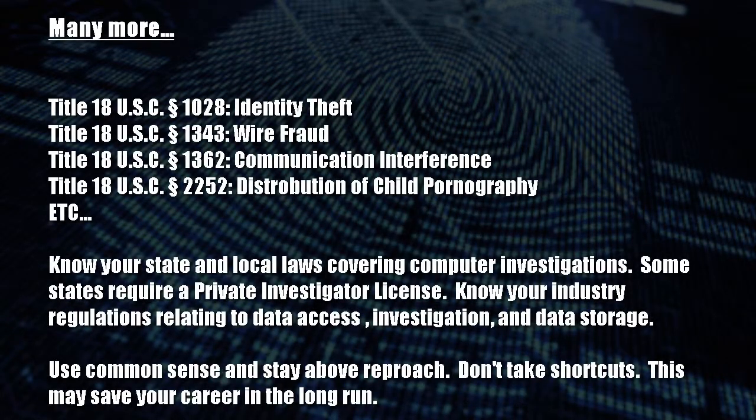As far as laws are concerned, we just covered the tip of the iceberg. For example, there's Title 18 U.S. Code 1028 for identity theft, 1343 for wire fraud, 1362 for communication interference, even 2252 for distribution of child pornography. There's many, many more. Plus, there's also state laws. And if you're dealing with international jurisdiction, there's a bunch of laws there you're going to have to deal with. It all comes down to know your jurisdiction and know the industry that you're in, because even industries have their own, such as HIPAA for health insurance. You have GLBA for anybody that does financial transactions, and then you have FISMA and a bunch of others. So know your own jurisdiction.